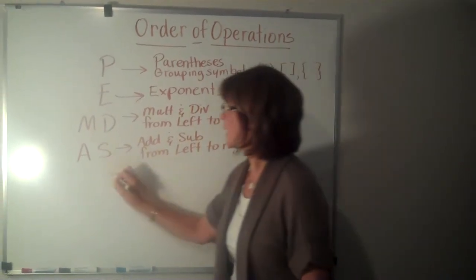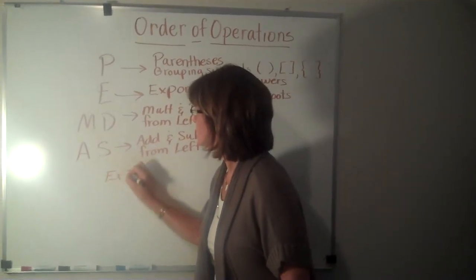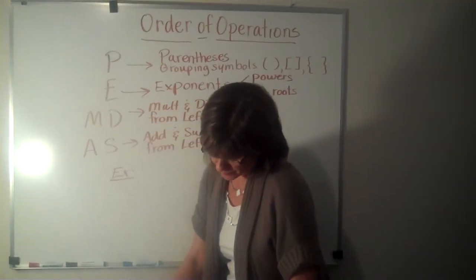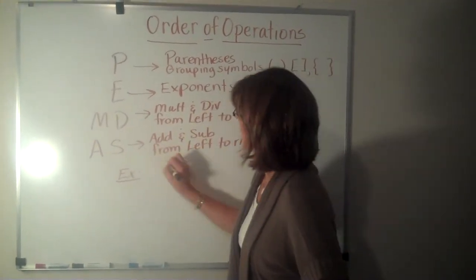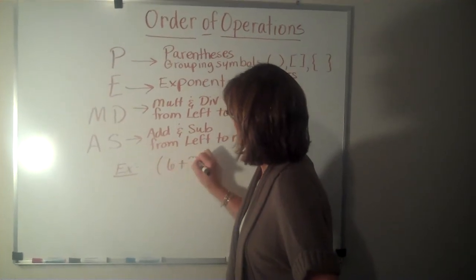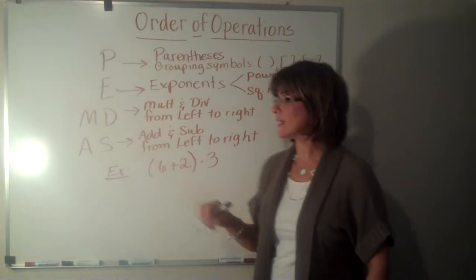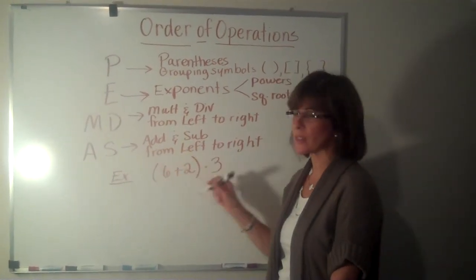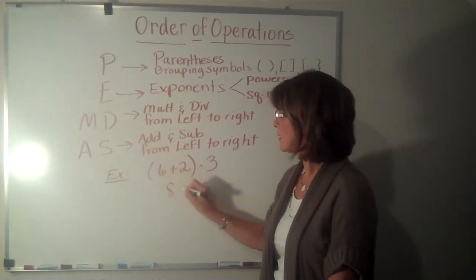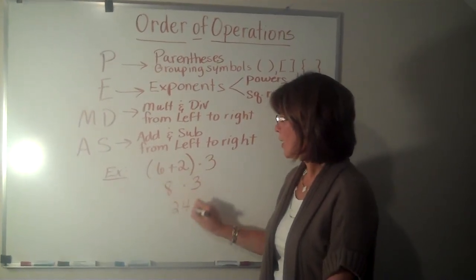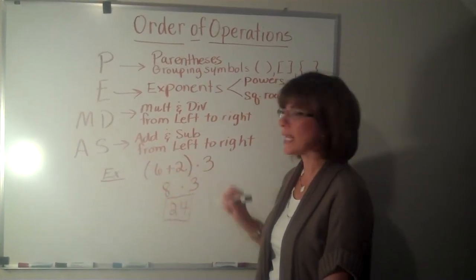Alright, so let's take a look at an example. An example could be, so in an example like this, I'm going to do the parentheses first. 6 plus 2 is 8. Then I rewrite it, and I get 24. I put a square around my answer.